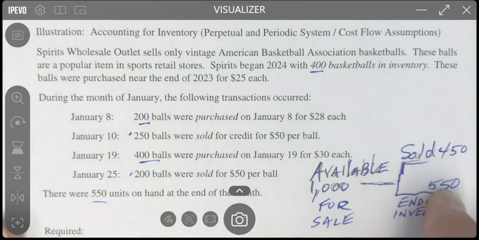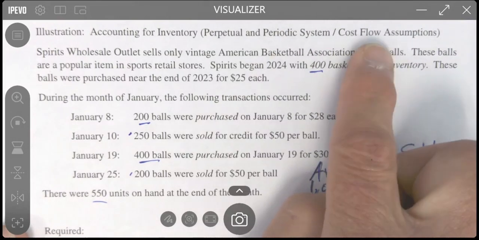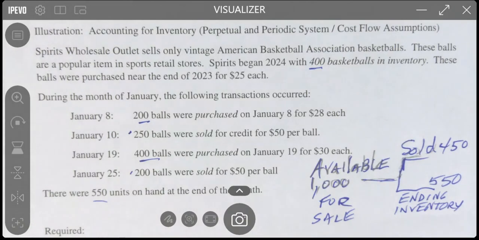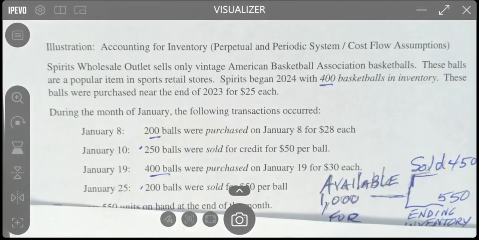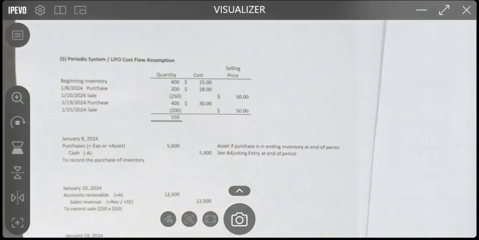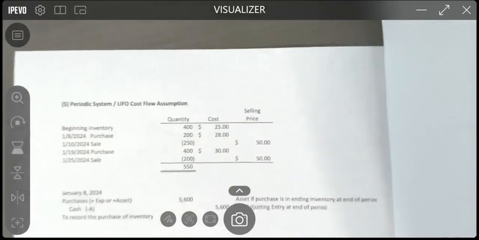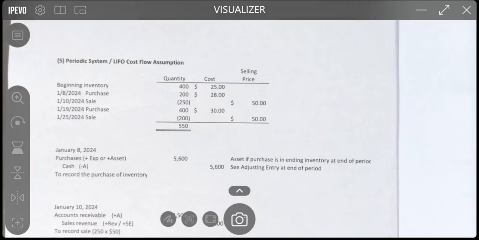And at this point, I hope, as always, you will pause the video and work this case now under the periodic system, assuming the LIFO cost flow assumption. I will see you in a moment. And welcome back. Hopefully you found that easy.